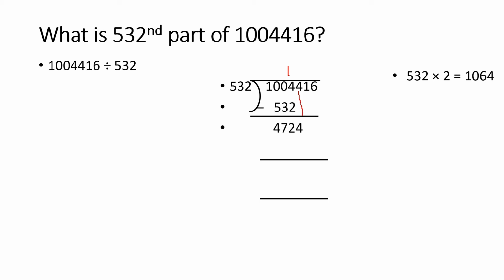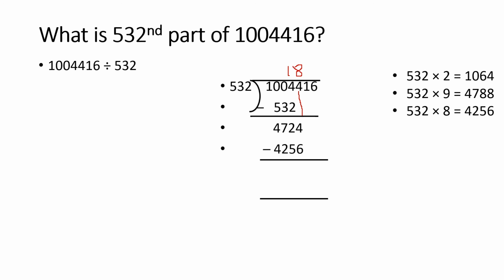Right? Now we will subtract it and we will write down this 4 also here and our new number will be this. Now again ask the same question. How many 500s can be fit in 4724? So 500 nines are equal to 4500. So let us see what 532 nines are. Yes, it is 4788, which is greater than 4724. So let us see what 532 eights are. Yes, it is correct, 4256. It means here we will write 8 and 4256 here.